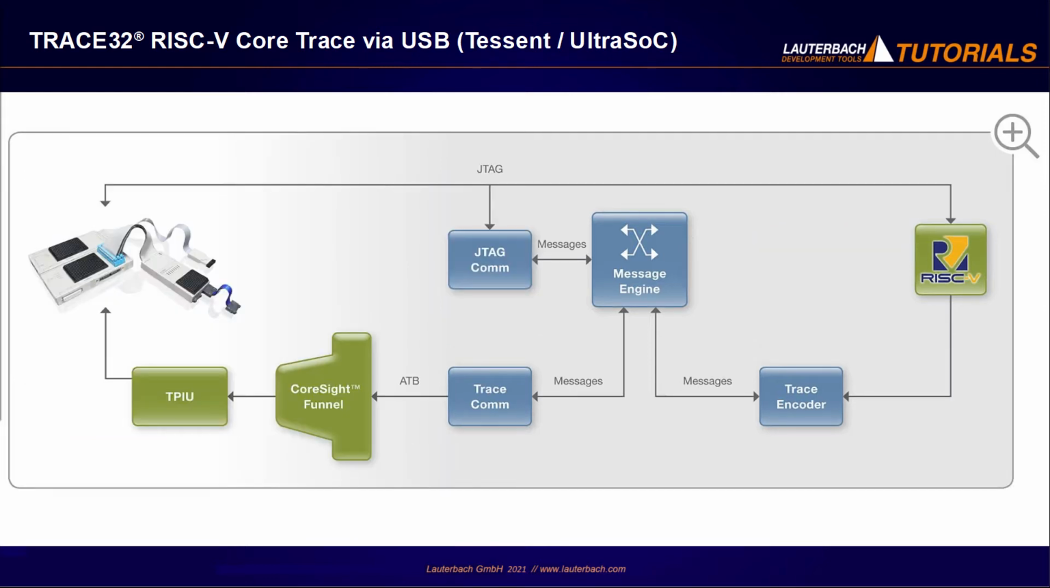Please note that Trace32 also supports RISC-V off-chip tracing via ARM core site. The task of the trace communicator is to convert Tessent embedded analytic messages to a stream of bytes for the ARM core site trace bus.